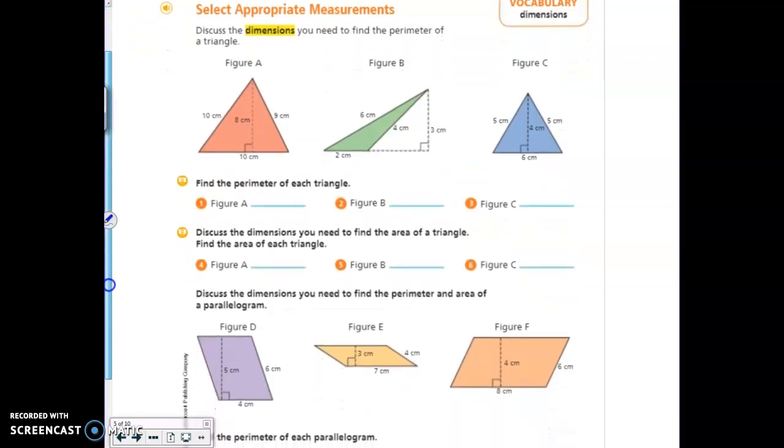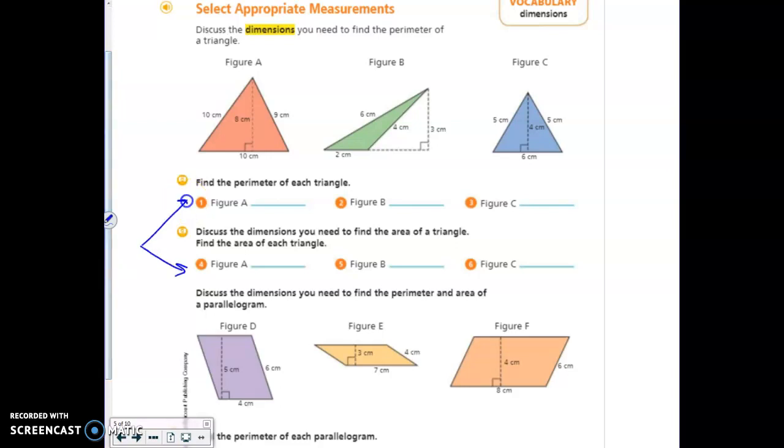All right, so as we look at this first section here, we see figure A, and you can see that we actually have two different questions for figure A right here. Okay, so we've got figure A perimeter, and then we've got figure A trying to find the area. And this lesson mostly is about trying to discern the difference between the numbers here. Obviously, guys, this is a triangle. Okay, a 1, 2, 3-sided figure.